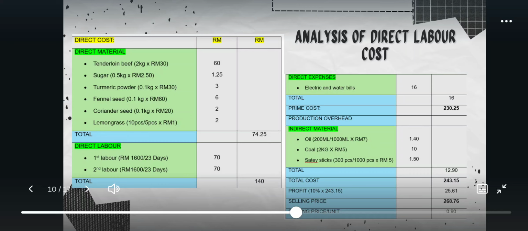So to find the total cost, we have to plus the prime cost plus the total of indirect material. Okay, 230 ringgit 25 cents plus 12 ringgit 90 cents will be the total cost at 243 ringgit and 15 cents.